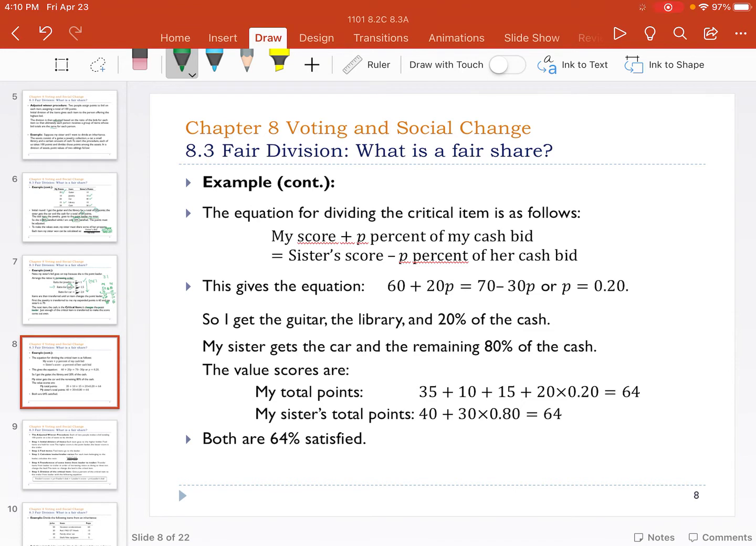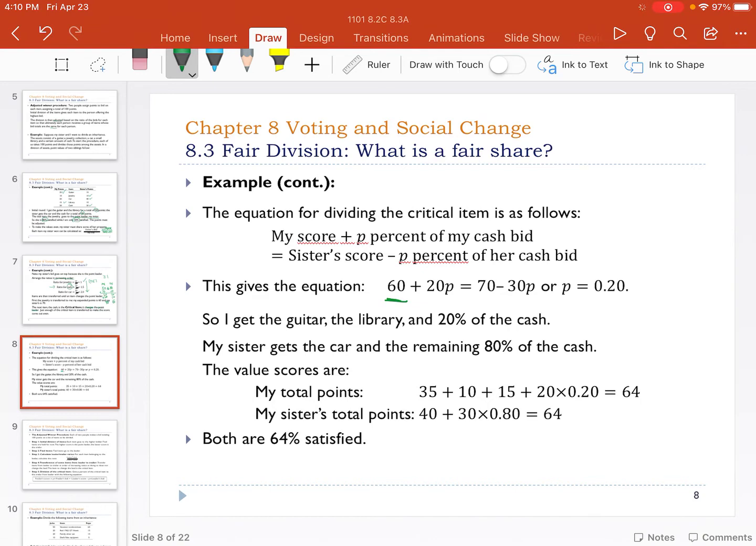So one of them has to come up. The lower one will come up a little bit, and the leader will lose a little bit. So the way it works in English is we take my score plus P% of the cash, the critical item, equaling the sister's score minus the same percent of her cash bid. Notice these cash bids may be different.